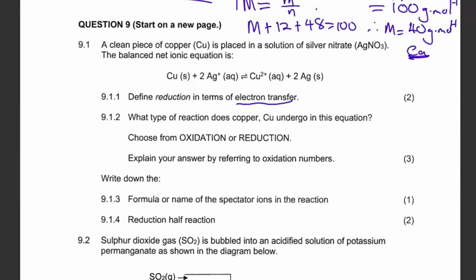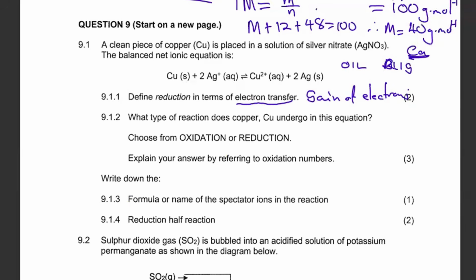So reduction is the gain of electrons. So how do we go about it? For oxidation and reduction, remember, we use the acronym RIC.